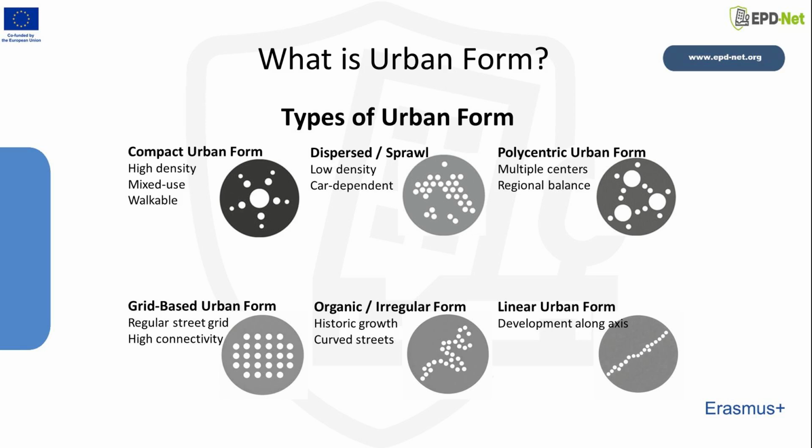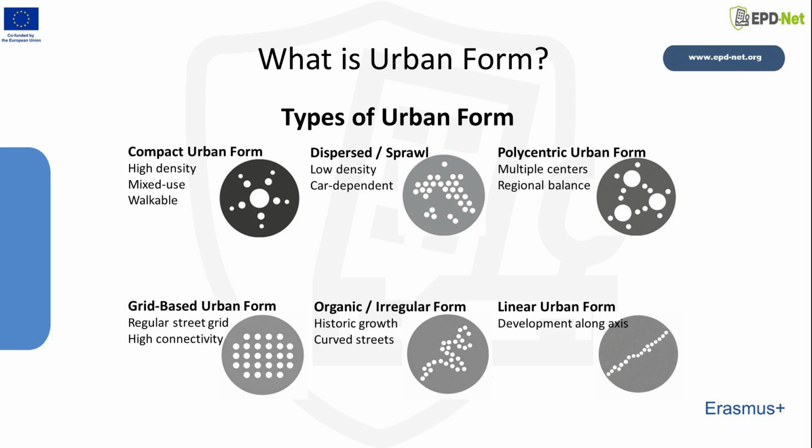Now that we understand what urban form is, let's look at its different types, which illustrate how cities evolve according to density, function, and geography. The compact urban form is dense, mixed use, and highly walkable, often associated with sustainable cities where housing, work, and services are close together. In contrast, the dispersed or sprawl form represents low-density, car-dependent development, typically found in suburban areas where distances are longer, and accessibility depends on private transport.